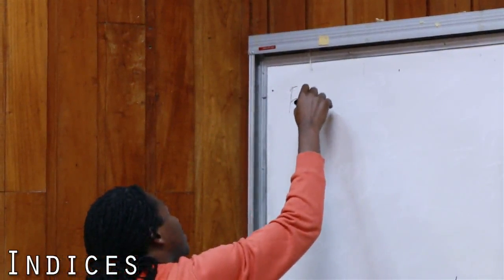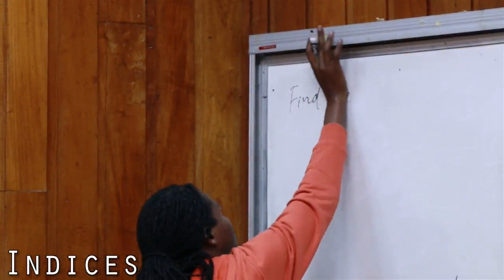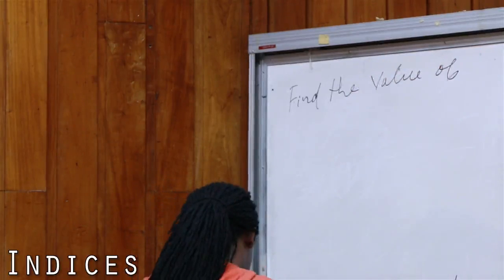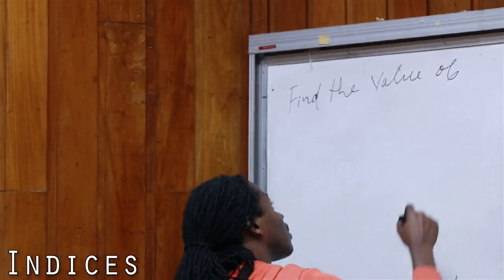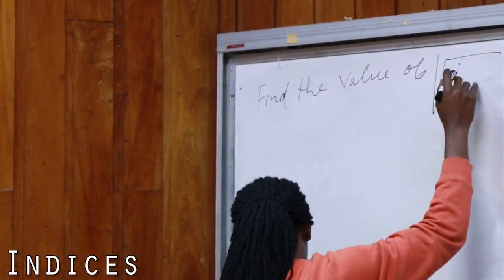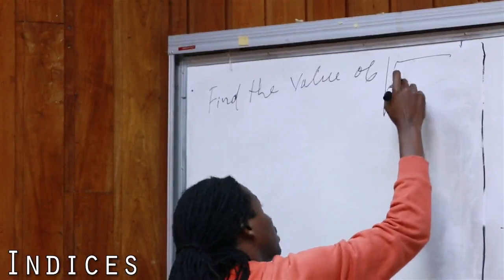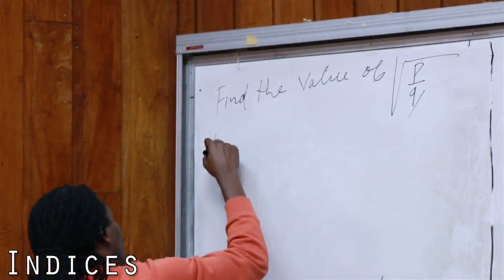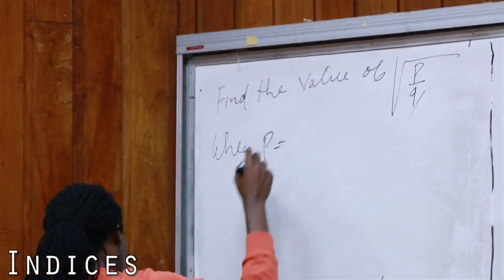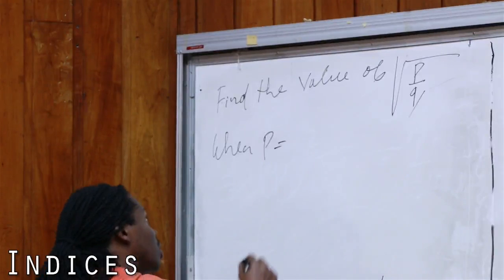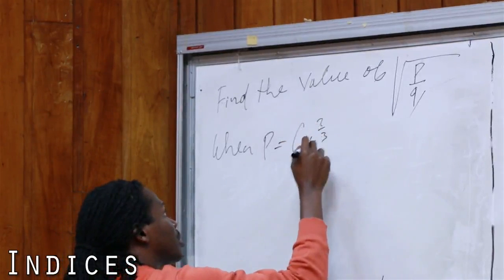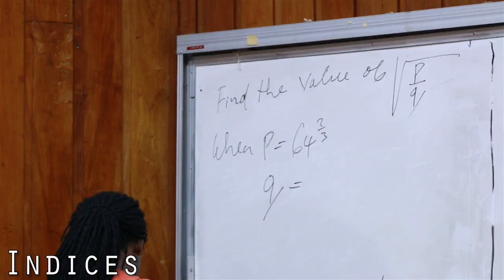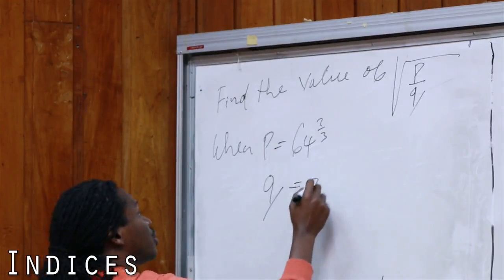Find the value of root P over Q, when P equals 64 to the 2/3 and Q equals 3 to the -2.